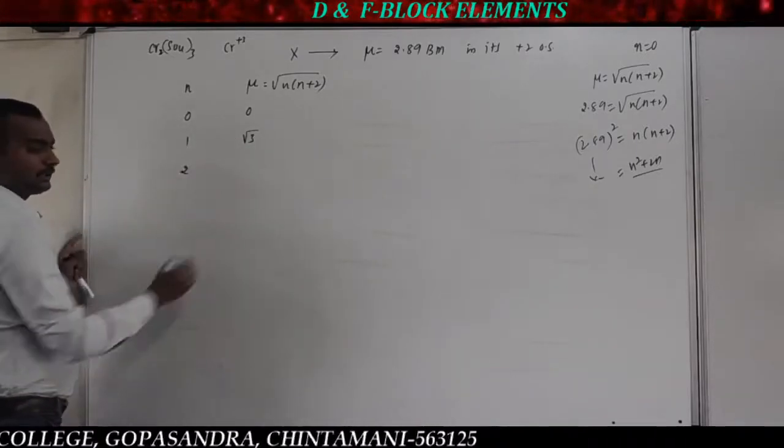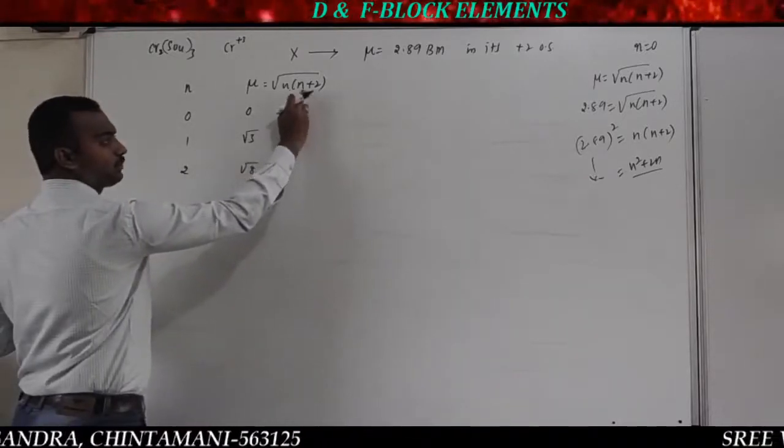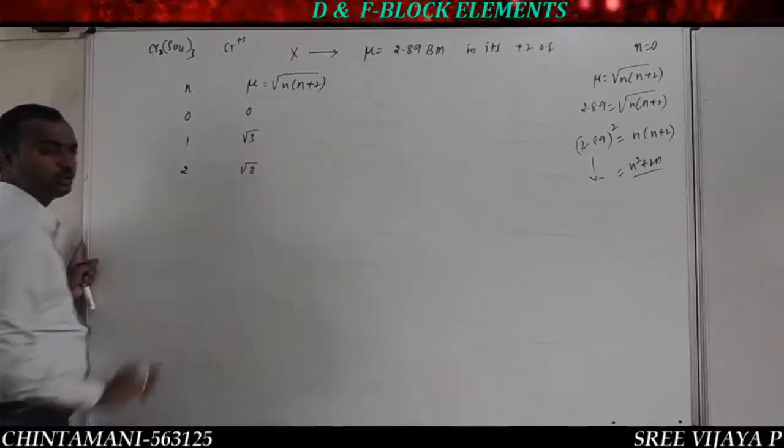If you have 2 unpaired electrons, definitely you get the value root 8. So 2 into 2 plus 2, 2 plus 2 is 4, 4 twos are 8. Root 8 Bohr magneton.